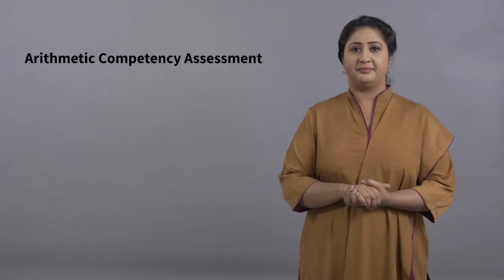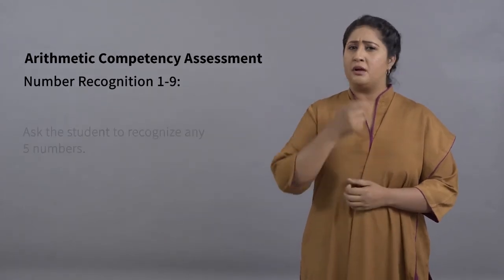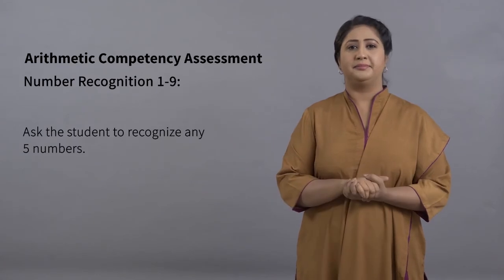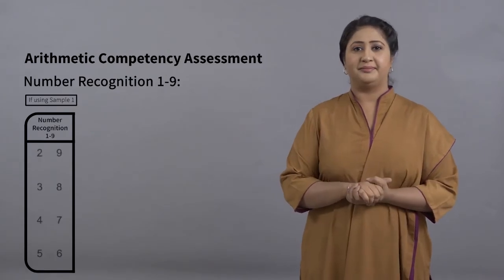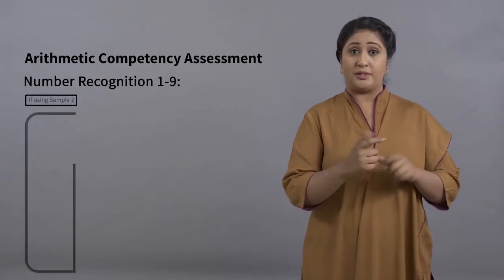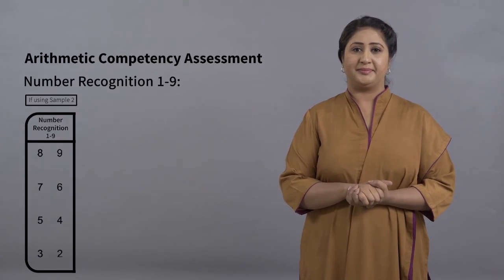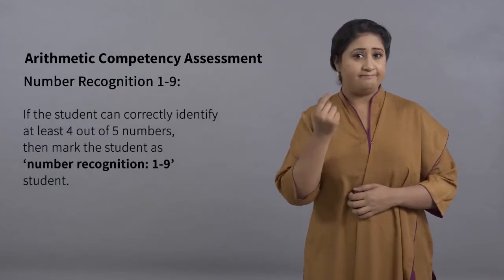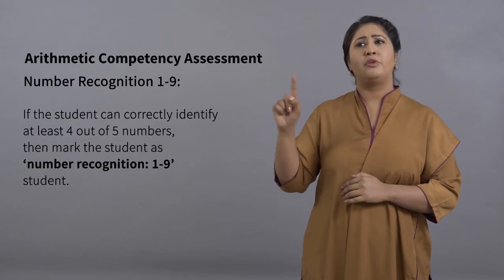Arithmetic Competency Assessment, Number Recognition 1 to 9. Ask the student to recognize any 5 numbers. Sample 1. Sample 2. If the student can correctly identify at least 4 out of 5 numbers, then mark the student as Number Recognition 1 to 9 student.